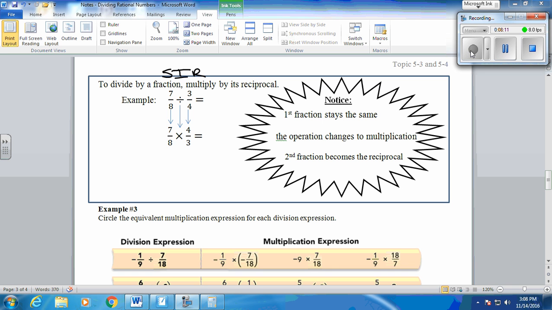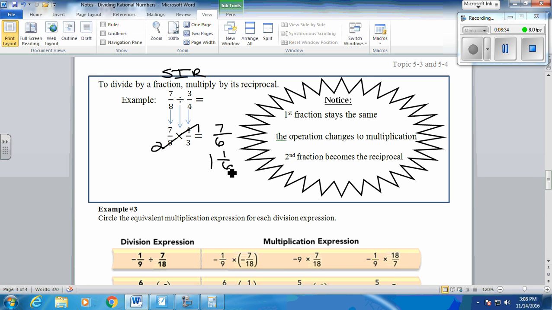Then you change 3/4 to 4/3, its reciprocal. You multiply them out. Check to see if you can do any cross-canceling. And on this one, I can cross-cancel the 8 and the 4. And I would get an answer of 7/6, which I would then change to 1 and 1/6. If it says simplify, then they want you to rewrite your answer as a mixed number. So get into that habit.